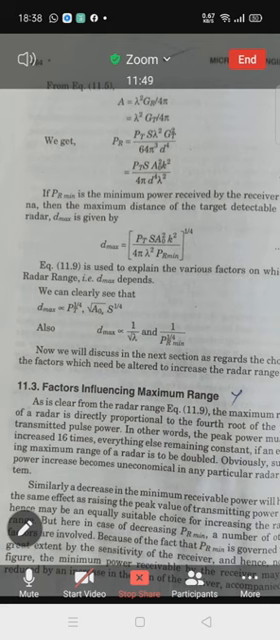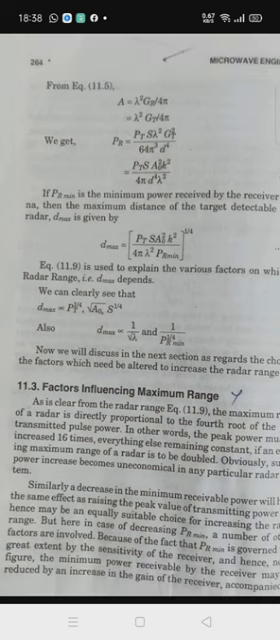So using that equation, we can find out the maximum distance of the target detectable by the radar, D max. PR minimum is the minimum power received by the receiver antenna. From that we get the maximum distance of the target detectable by the radar, so D max will be given by this equation. So this equation can be used for calculating that distance. Okay.